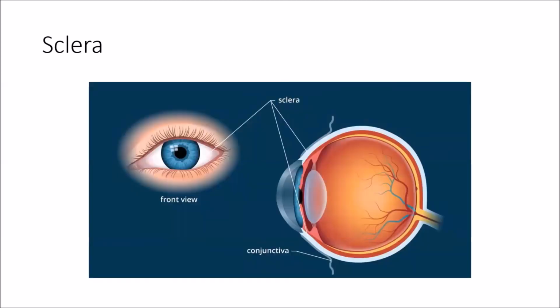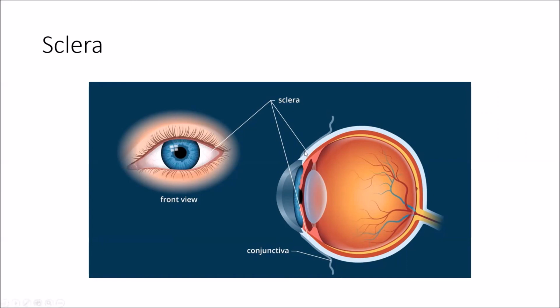All right, next we're going to talk about the sclera. Now the sclera, this is basically the white part of the eye that you can see. It's basically a tough coat that covers the entire eye. So this is what's actually going to give the eye its shape. It basically surrounds the entire eye.